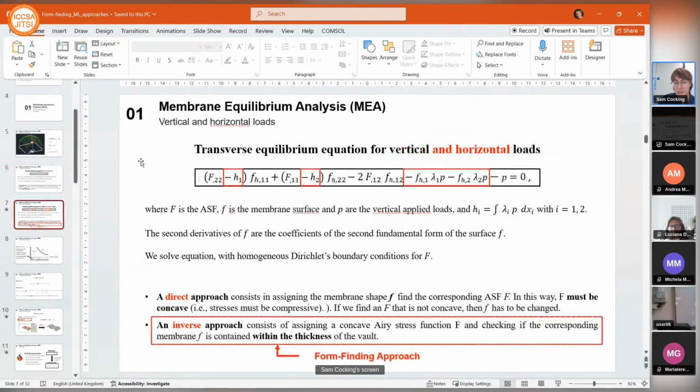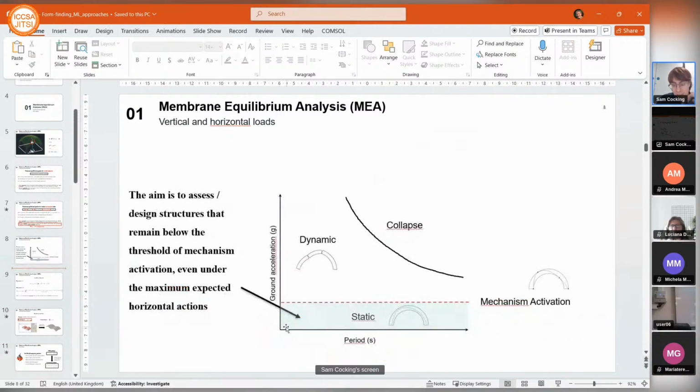If we introduce horizontal loads, it just changes the equation very slightly. We can still use the same approach, the inverse approach, to do form finding, where we assign a concave area stress function and check if the corresponding membrane f is contained within the thickness of the vault. And essentially, we're looking for this light blue area at the bottom of the graph. We want to assess a structure that remains below the threshold of activating a mechanism, even if we have some appreciable horizontal loads.